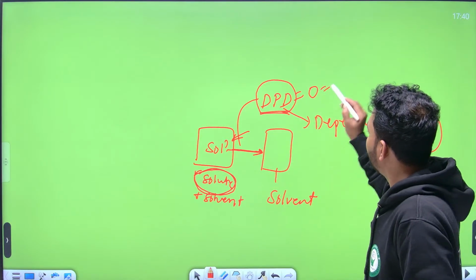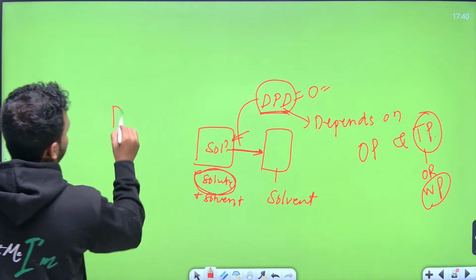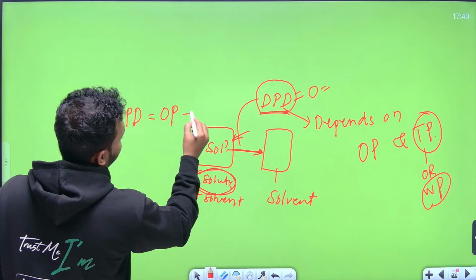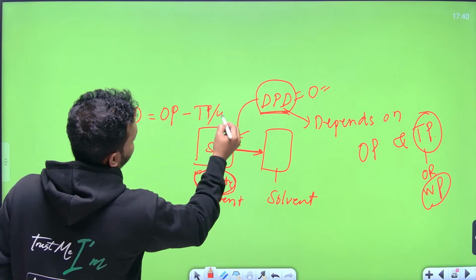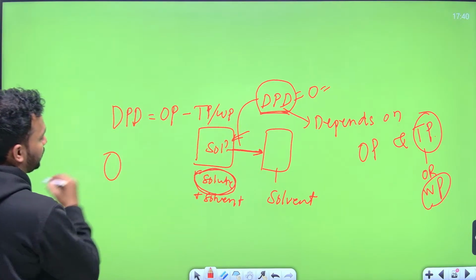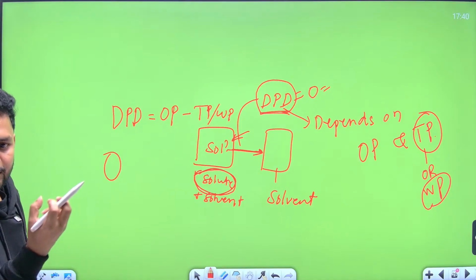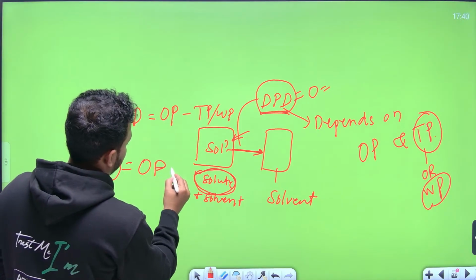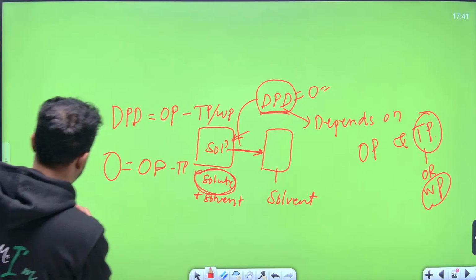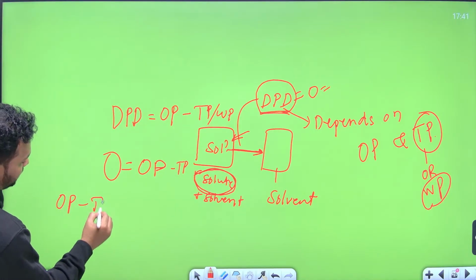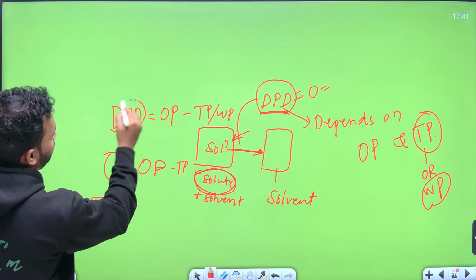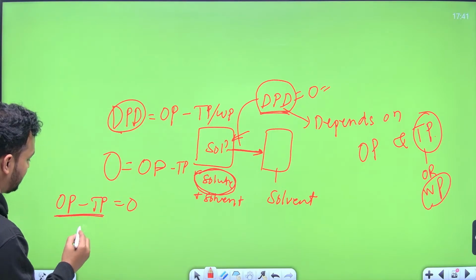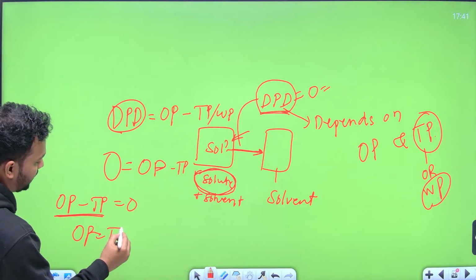So when DPD equal to 0, now it is clear that DPD is equal to OP minus TP, or WP. So when DPD is equal to 0, that the cell cannot take any more water, then it is OP minus TP. So here OP minus TP becomes 0 if DPD equal to 0, that cell cannot take more water. So in this case OP is equal to TP.